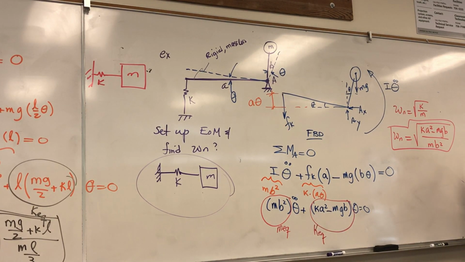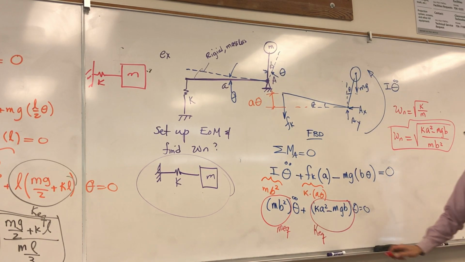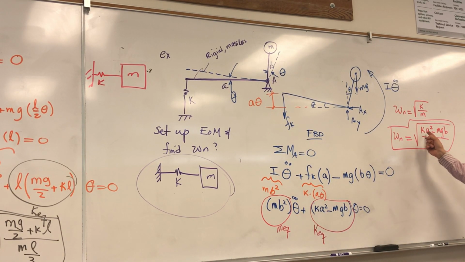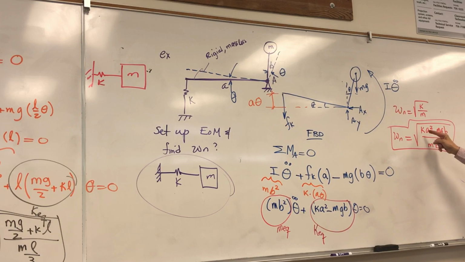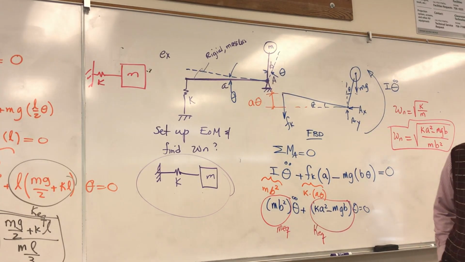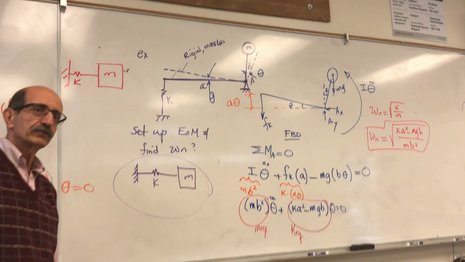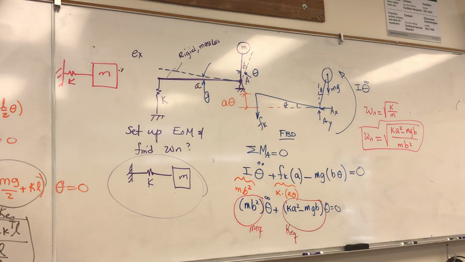Of course, we will look at something like this in more detail later, because you can see that depending on what the values of these are, if mgb is greater than ka squared, this would be complex, which is okay, but we will see what that means, having a complex natural frequency. Any questions?